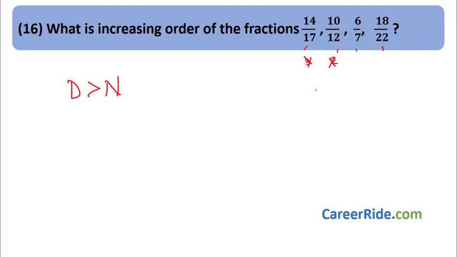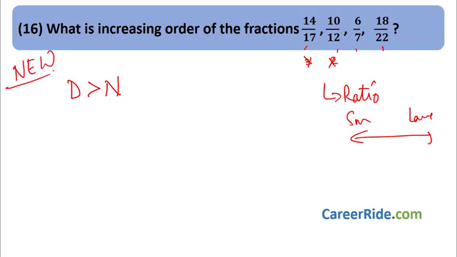Here again, you can either divide or use the ratio technique which we have learnt, and find which is the smallest and which is the largest, and then arrange them. Or let us learn another new trick. A very easy trick this is. This is similar to what we learned earlier in the previous sum, but a little bit different. We have seen over here that all the denominators are greater than the numerators.